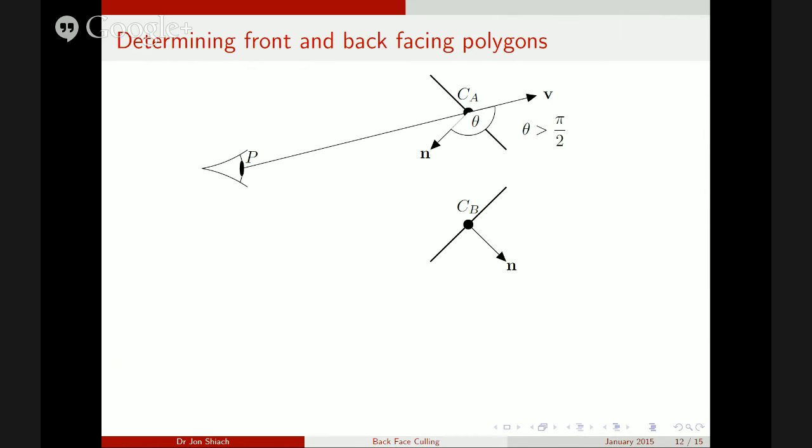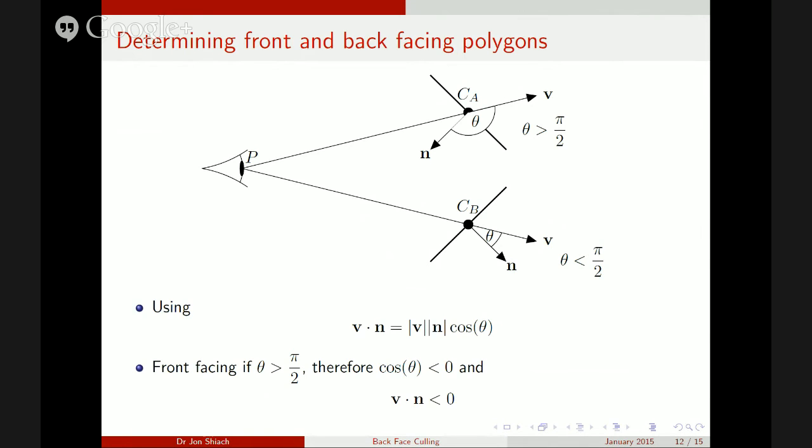If we look at the bottom polygon, we do the same thing again. There's my viewing vector. We look at that angle, again, theta. We can see that's less than 90 degrees. So that's going to be less than pi over 2. Okay, so what we can do is calculate the angle theta. If it's greater than pi over 2, it's front facing. If it's less than pi over 2, it's back facing. Unfortunately, calculating an angle requires sines, cosines, tangents, expensive calculations. What we can do is simplify it using the dot product.